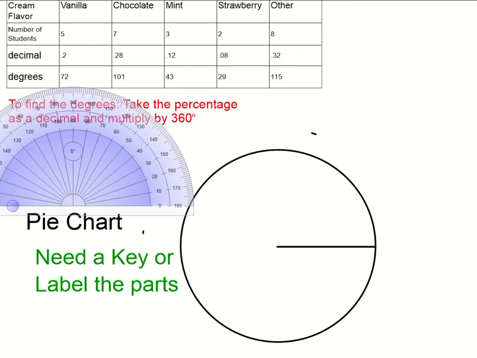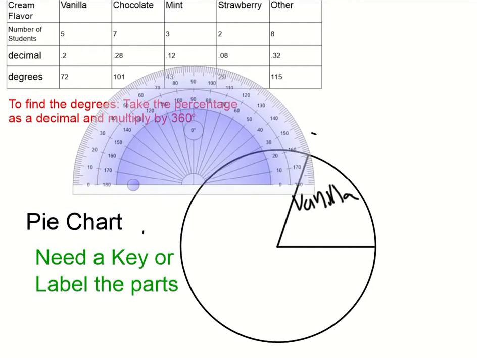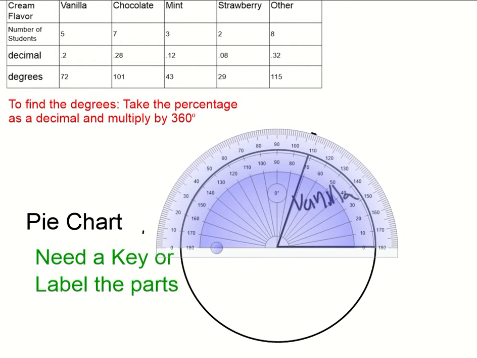Now I connect that little dot with another line. I only extend that to the edge of the circle though, so it's another radius, and then I would label that as vanilla. I label as I go, otherwise it's really easy to forget which section is which. What you want to do next is take your protractor and line it up on that center again.